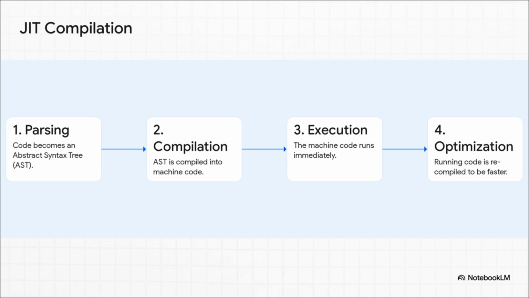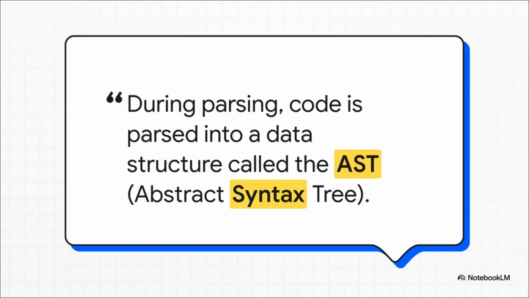The final, and maybe the cleverest step of all, is optimization. Let's break each of these down. Okay, step 1 is parsing. The engine grabs your code and breaks it down into this data structure called an abstract syntax tree, or an AST. This tree basically represents the grammatical structure of your code in a way the engine can work with.